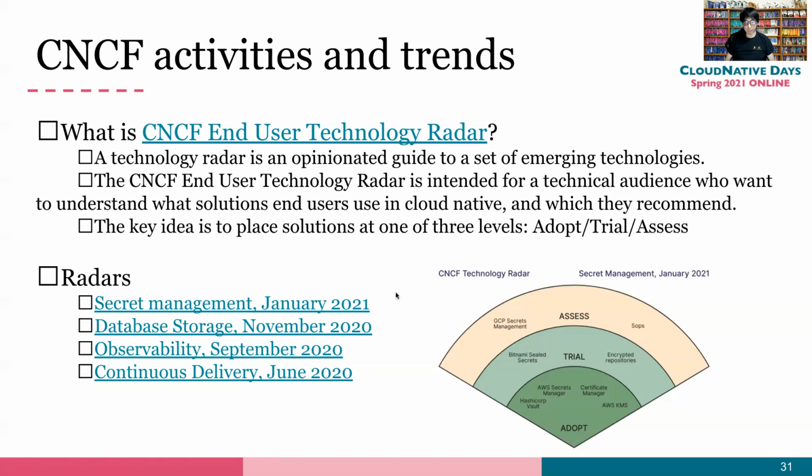In security management, in January, I picked up the one with adopt, trial, and assess levels. For example, HashiCorp Vault is at the adopt level, and the trial for these products and assess for these products. It's very useful, and I recommend watching the YouTube video for the radar team, where they explain the detail about each radar and the purpose and trends for each one.